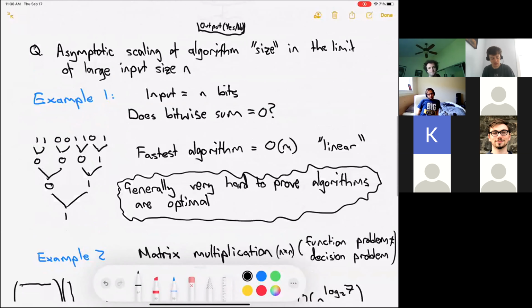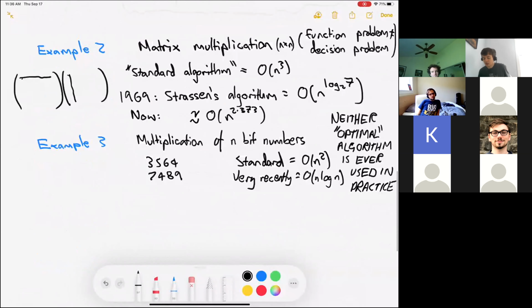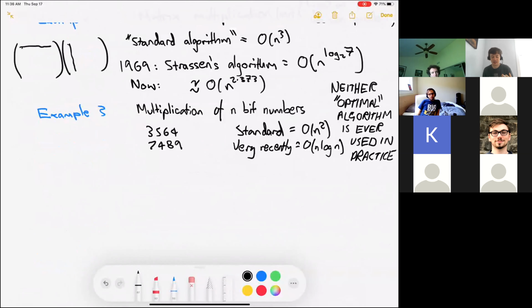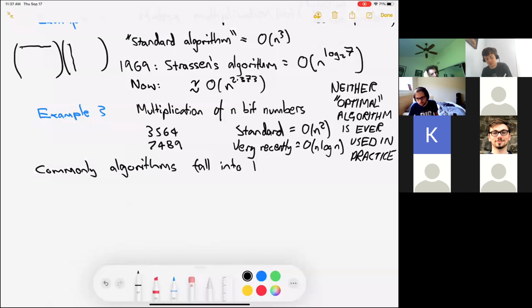Okay. So commonly there are two types of algorithms that show up all the time. Commonly, algorithms fall into two buckets. There's a load of algorithms that are polynomial in n.